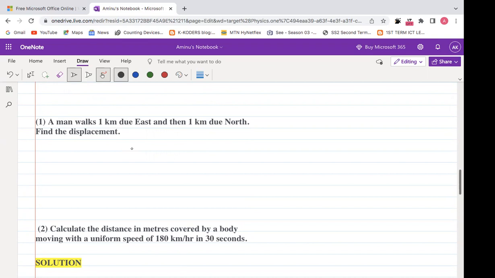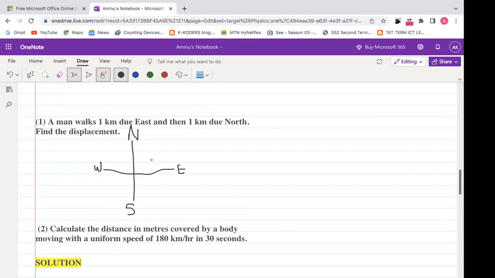Just the way we plotted out our point earlier, the first thing we need to do is draw our Cartesian coordinates. So we can go like this. We draw it out. So this is going to be our north. This is our east. And also this is going to be our south. And this is going to be our west.